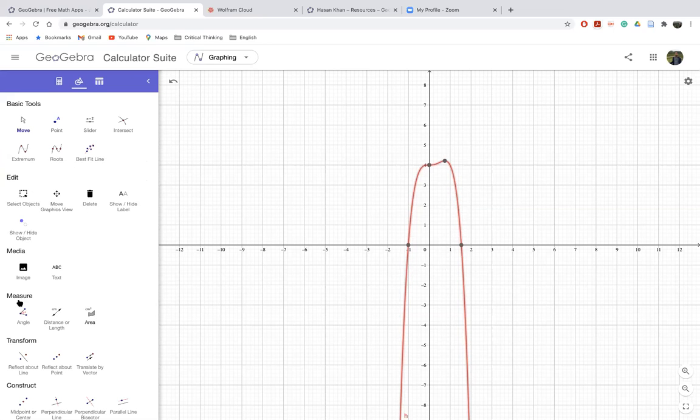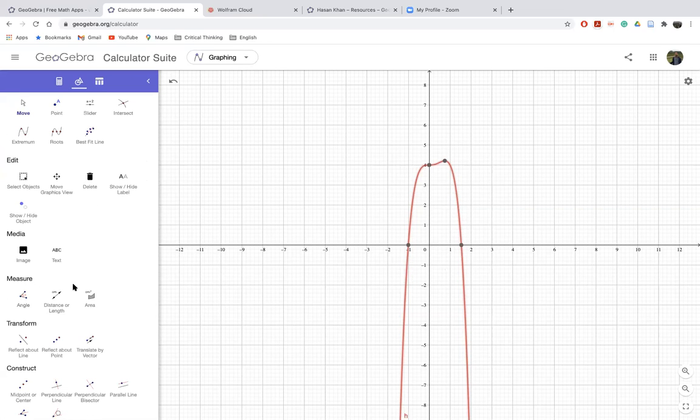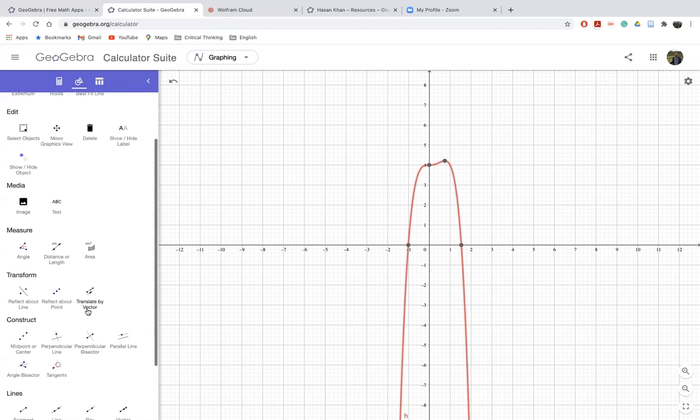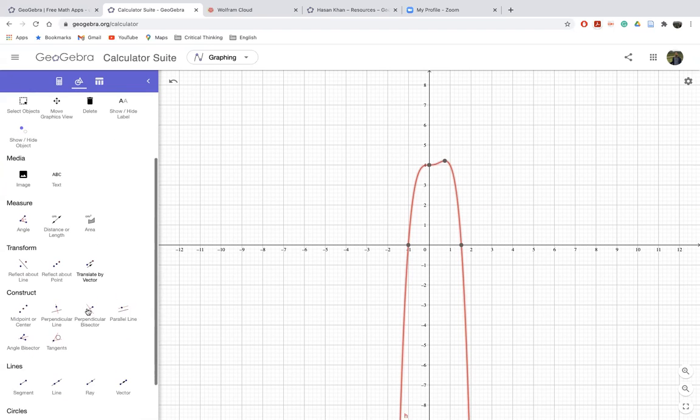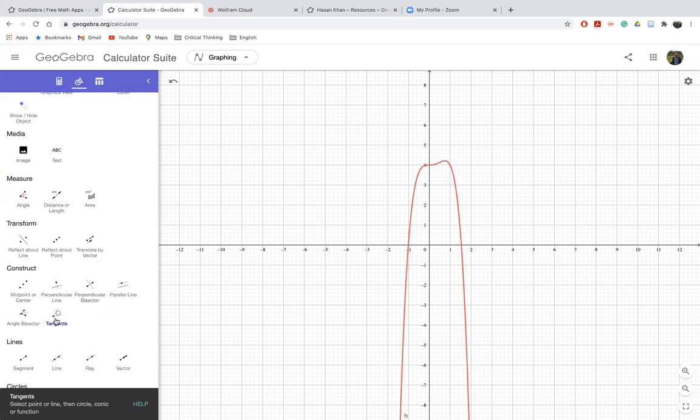You can find out the angle between 2 sides. You can find parallel lines and tangent lines and so on. Let's say you click on the tangent tool, then you can also read from the help. It says, let me click again: select point or line, then circle, conic, or function. So for example, if I click tangent, and you click any point here, and then, sorry, what is that?